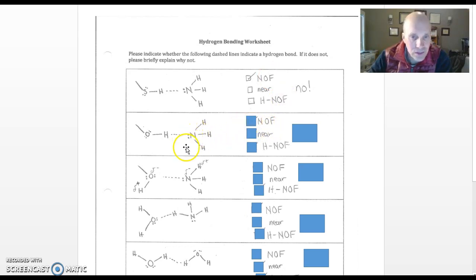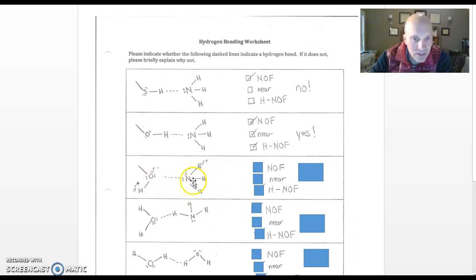In this case right here, this would qualify as a NOF, so we can check that box. Is it near a hydrogen connected to a nitrogen, oxygen, fluorine? The answer to both of those would be yes. So all three of those conditions could be checked, and therefore, yes, that would be a hydrogen bond. Remember, if we took this molecule and put it way over here, that distance would not be close enough to allow for that attraction to occur. They have to be relatively close in space.